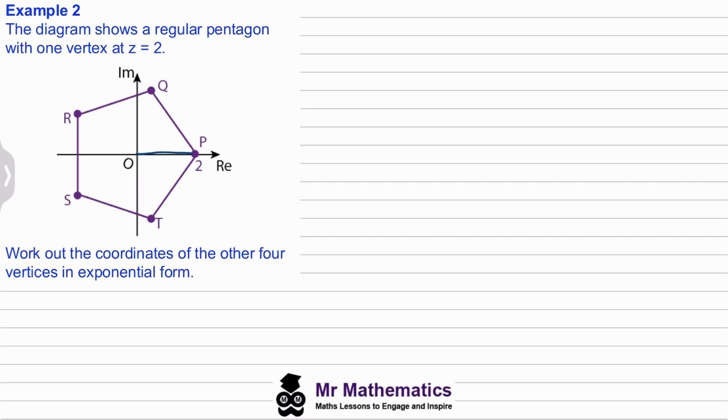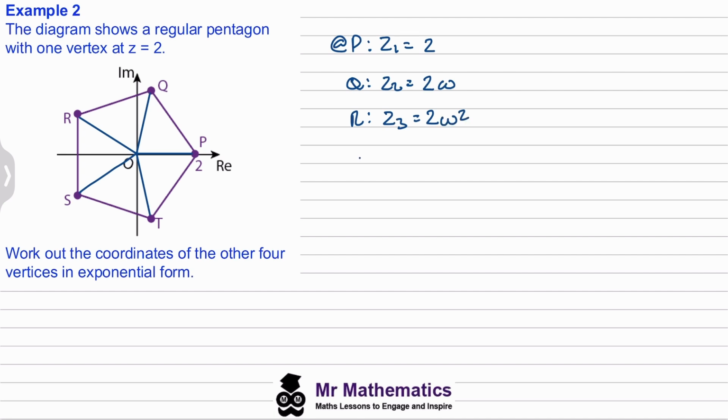So if we say that at P, we've got Z1, and this is equal to 2, and at Q, we've got Z2, and we need to write each of these as complex numbers. So Z2 will be Z1 multiplied by omega. Z3 will be 2 multiplied by omega squared. Z4, I'll label these on a diagram.